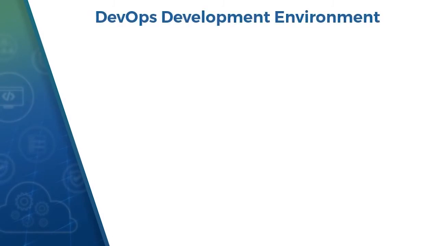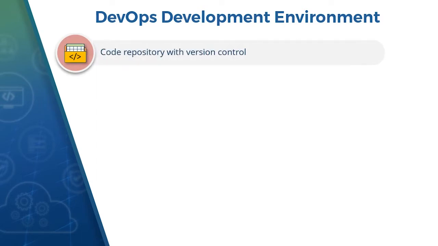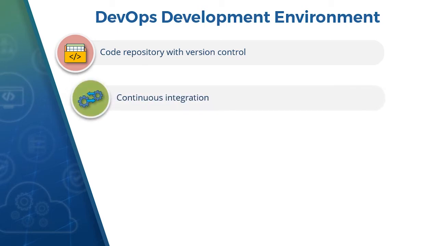Now let's talk about the critical DevOps development environment. In order to manage code from the perspective of artifact management and version control, we need to have a code repository with version control. For example, you can have Git. Then you have to plan continuous integration, which will be a pipeline that implements code commit, followed by code test, followed by code build. One of the continuous integration tools that you can use is Jenkins.